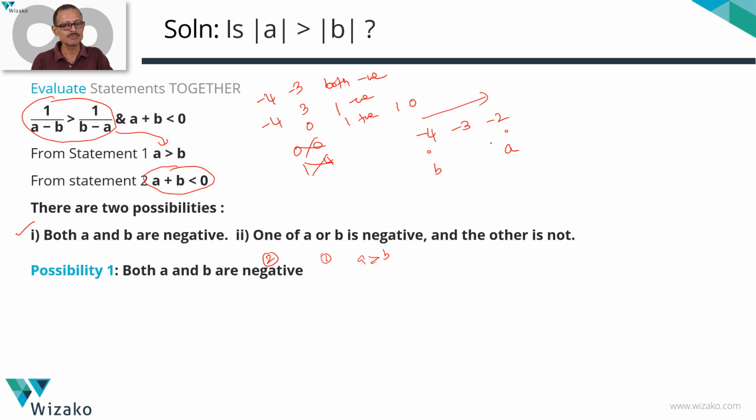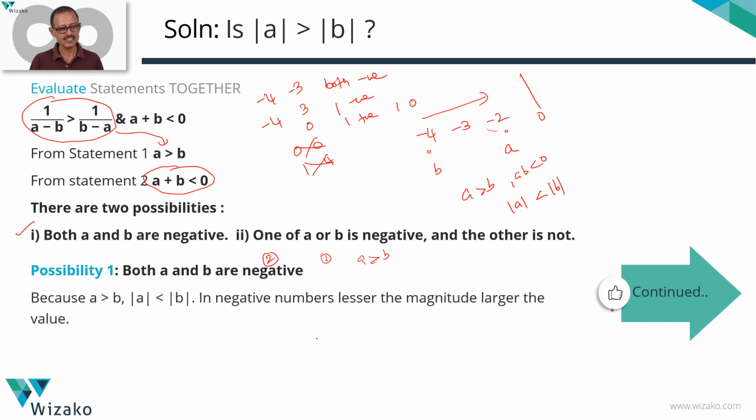In negative numbers, a lower magnitude negative number is a larger number. Because A is greater than B and both A and B are negative, modulus of A will be less than modulus of B. Both are negative; we're evaluating for that possibility. We realize that A is greater than B from statement 1. Look at the number line. If A is greater than B, A has to be to the right of B. As you move to the right till 0, the magnitude keeps decreasing, which means the magnitude of A will be less than the magnitude of B.